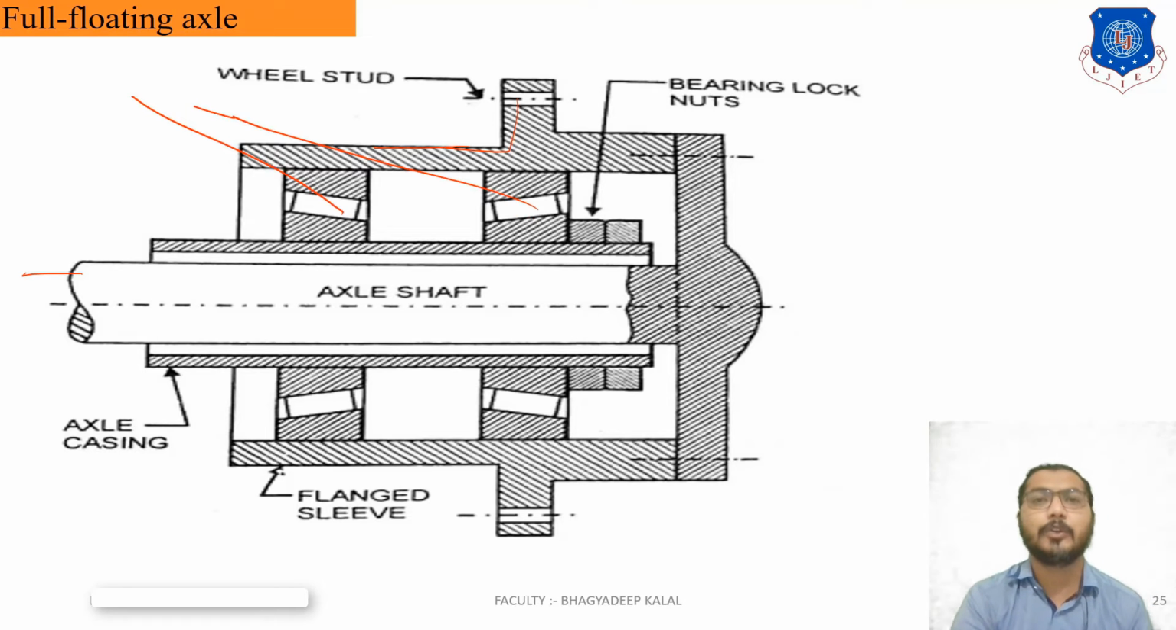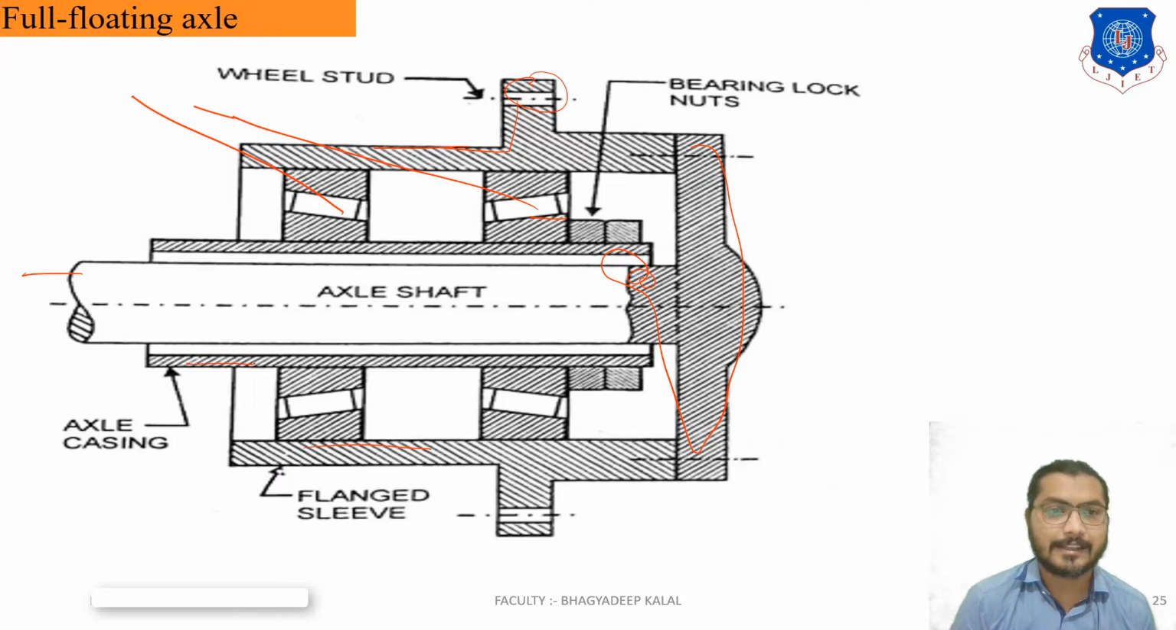That means whenever load comes on that wheel, it can be self-aligned. That's why we use the tapered bearing here, and two tapered bearings are used, and bearing lock nuts are provided to lock that bearing. This axle shaft is connected to the wheel hub. On one end of this wheel hub, wheel studs are provided, and a flange sleeve is provided.